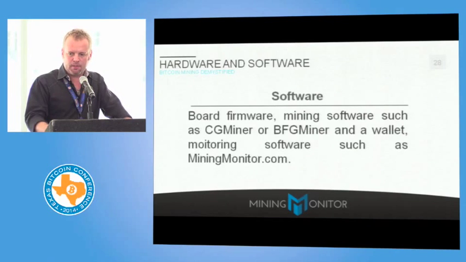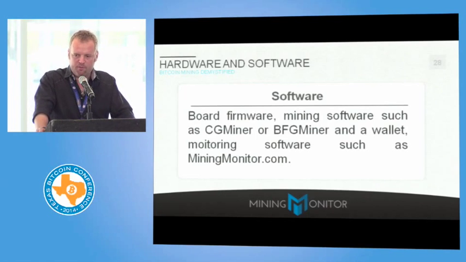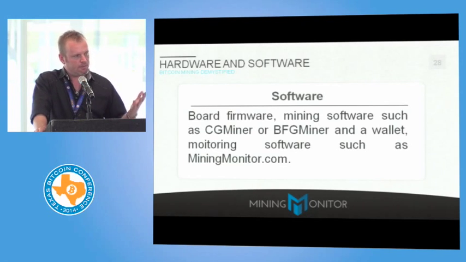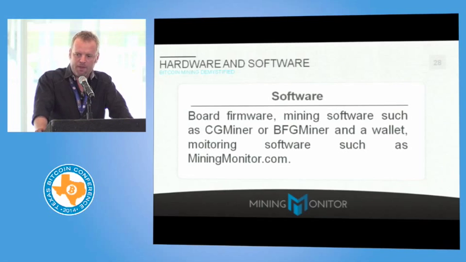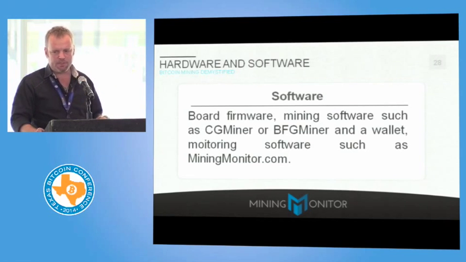Software, you've got board firmware. So if you've got a board, whether you buy it from a manufacturer or you are brave enough to try and design one, you're going to have board firmware that essentially routes the instructions and regulates voltage and things like that. You have the mining software like CG Miner or BFG Miner. So the firmware is something that you really don't see.